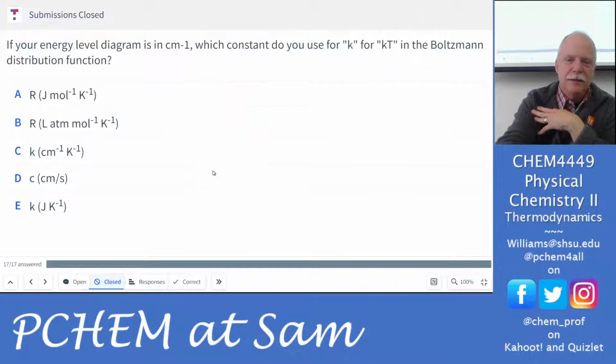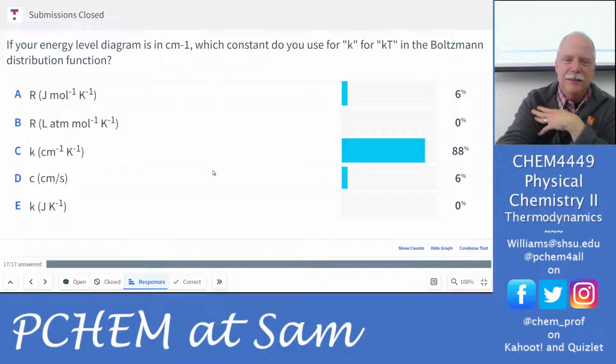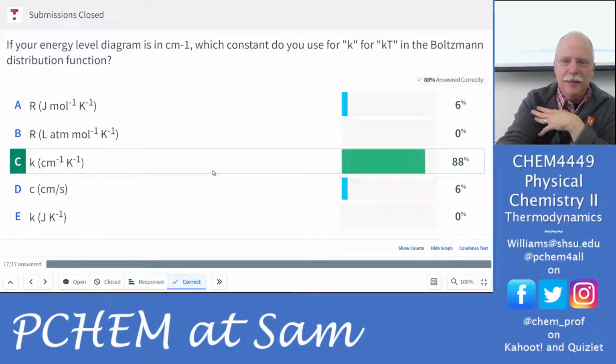So here's the bar chart. All right, very good. A couple of people bit on the speed of light. Okay, the speed of light was thrown in there completely as a distractor. But all these other four might be options, right?